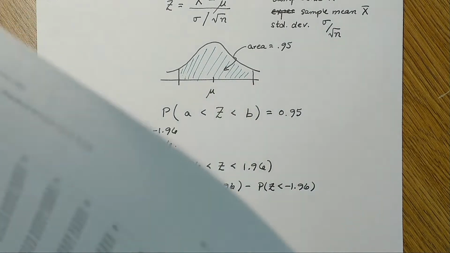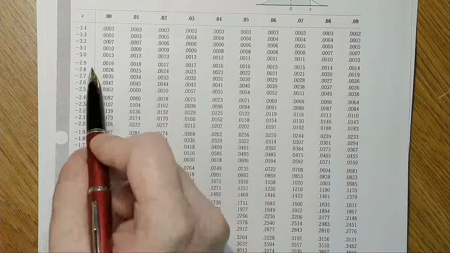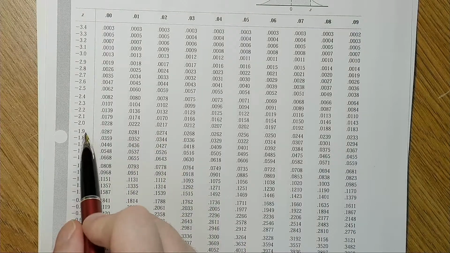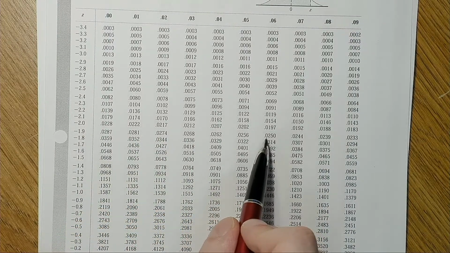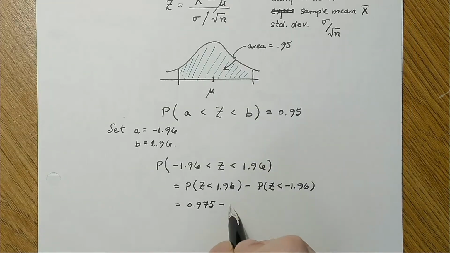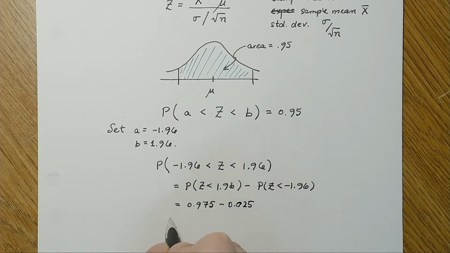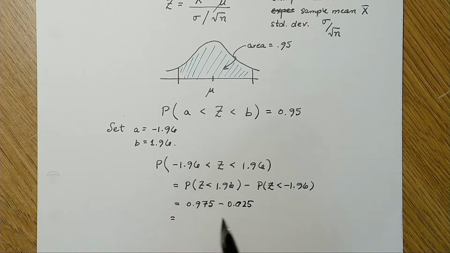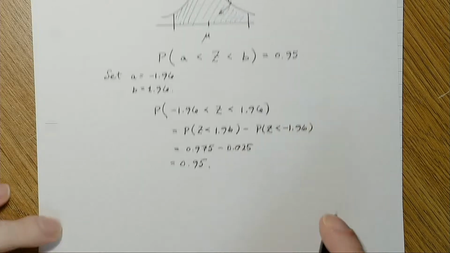And for the negative, it should be symmetric, so minus 1.96 is 0.025. And when I subtract that, then I get 0.95. Okay. That's what I would like.